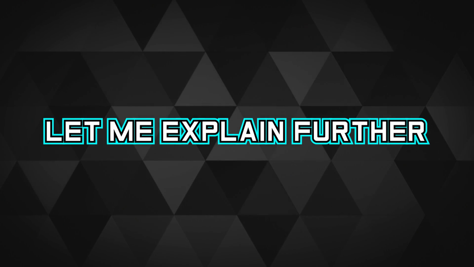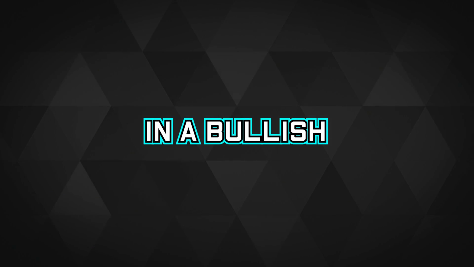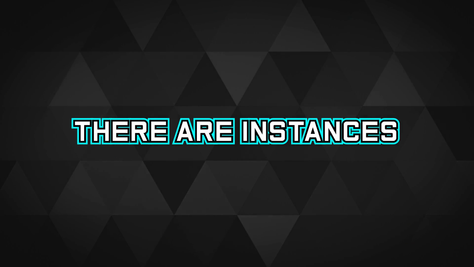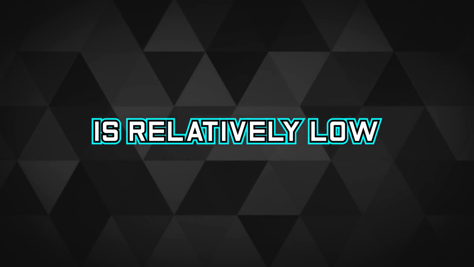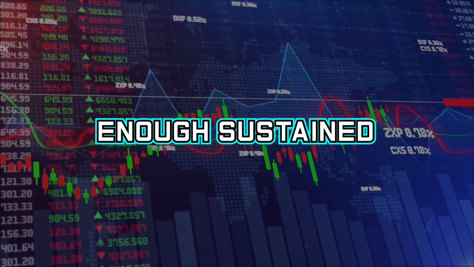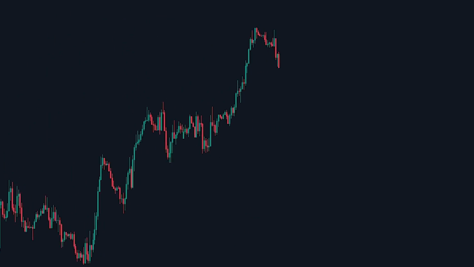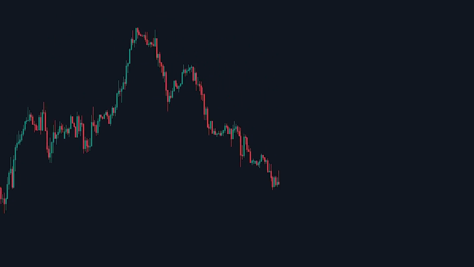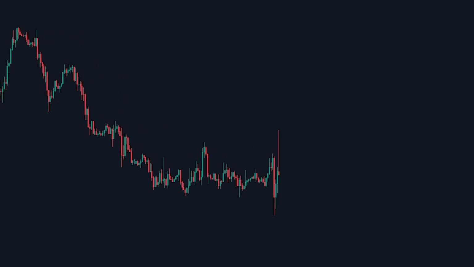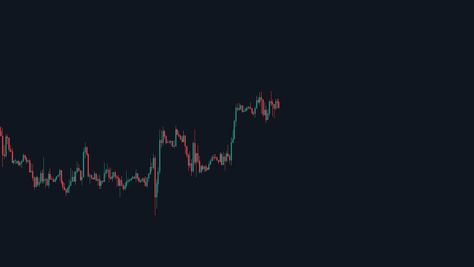Let me explain further. Despite the price appearing to move in a bullish or bearish direction, there are instances where the volume supporting that movement is relatively low, meaning there is not enough sustained buying or selling pressure to sustain the price movement. This lack of substantial volume can lead to sudden reversals or price retracements, causing the trade to go against your initial expectations.